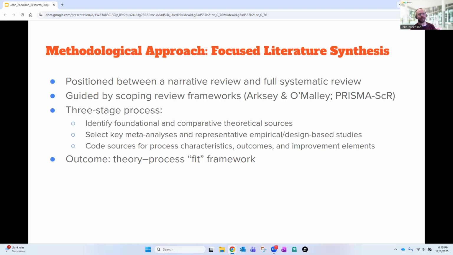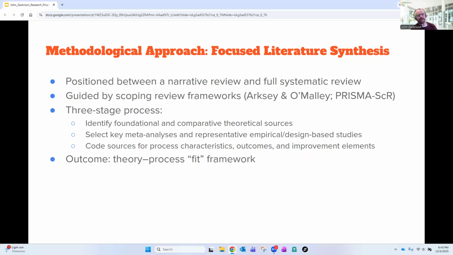First, I identified foundational sources and cross-theory comparisons for behaviorism, cognitivism, constructivism, and constructionism. Second, I selected key meta-analyses and representative empirical or design-based studies that examine outcomes of theory-aligned process designs, along with cross-cutting work on feedback and improvement science. Third, I coded each source for how learning processes were structured, what outcomes were measured, and any explicit or implicit use of continuous improvement ideas.